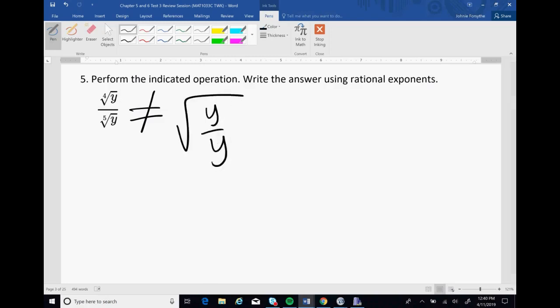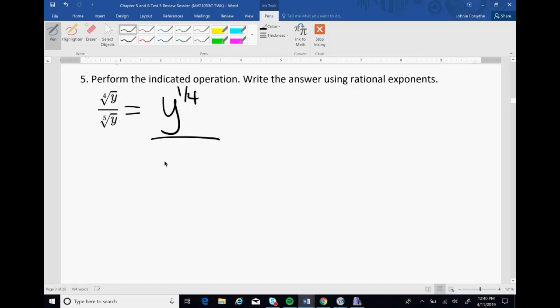Right now we cannot put them together. And why can't we do that? Because we have 2 different indexes. So we can't do this. All right? So what can we do? What we can do is rewrite each of these radicals into rational exponents. So this numerator is going to be y to the 1/4 divided by, the denominator is y to the 1/5.